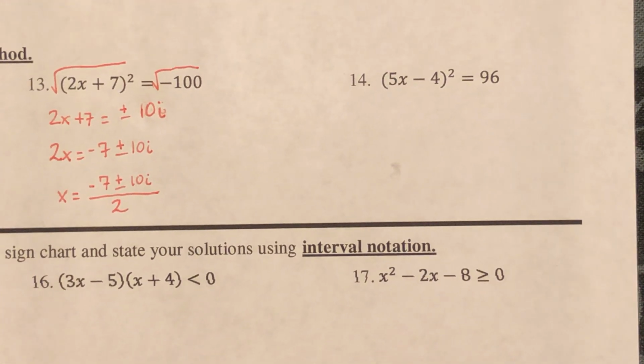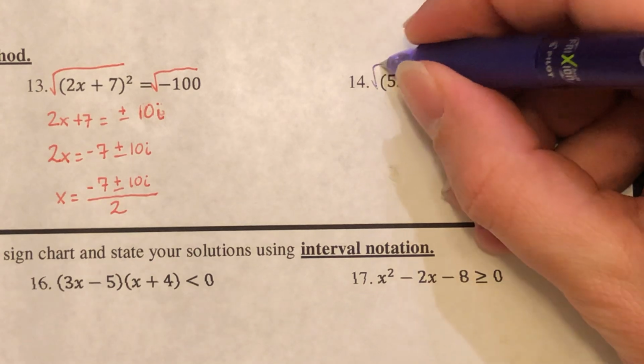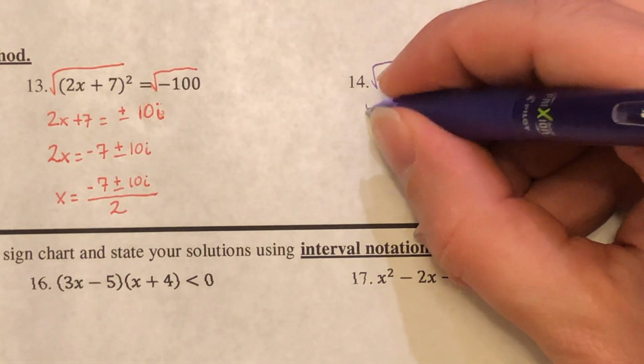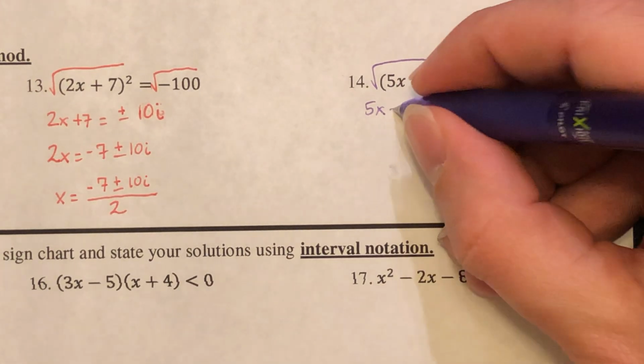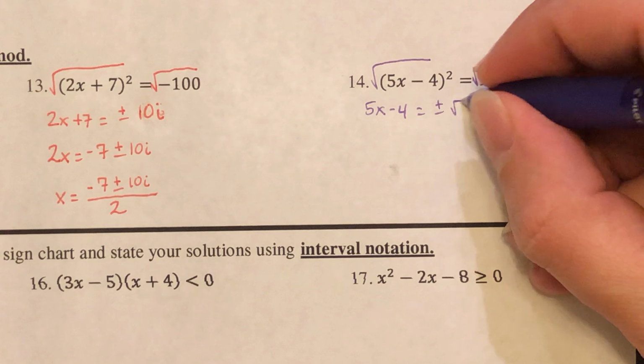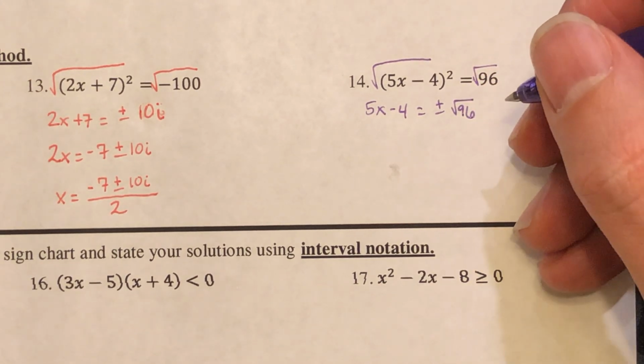So looking at 14, again, what is squared is already isolated. So I'm going to take the square root of both sides. So I have 5x minus 4 equals positive or negative square root of 96.